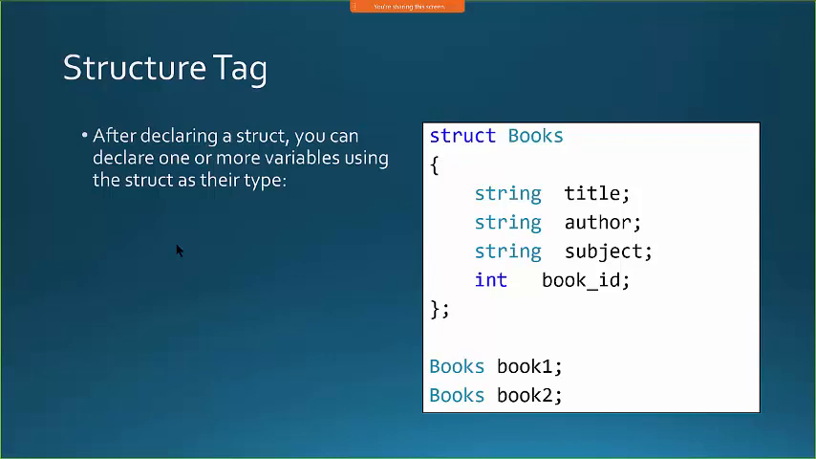We've got this book struct, and after we declare a struct, you can actually right away use it to declare some variables. So here we declared this struct called books, and notice we're using books, the book struct, to declare two books, book 1 and book 2. And what that means is that book 1.title, book 1.author, and book 1.subject is in existence now.